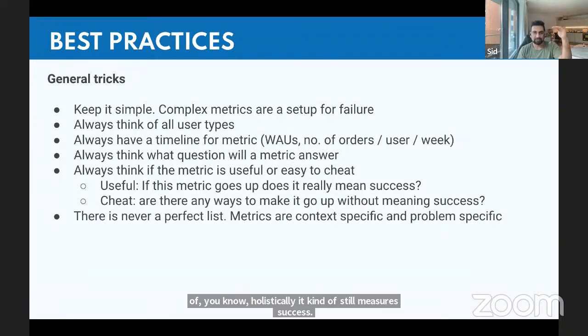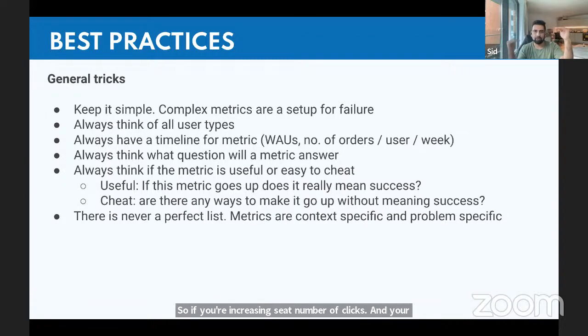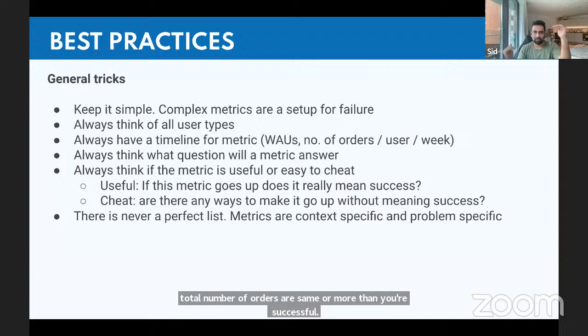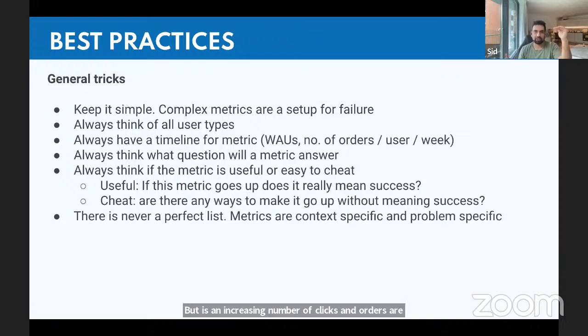So if you're increasing the number of clicks and your total number of orders are the same or more, then you're successful. But if you're increasing the number of clicks and orders are going down as a ratio, then the system is being cheated.